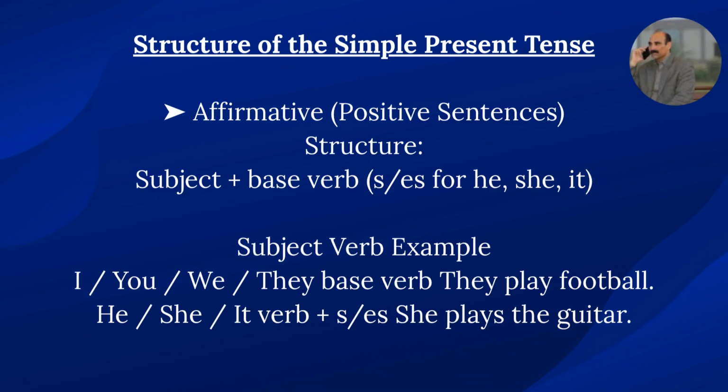Look at these examples. They play football. They is the subject. It is followed by the base form of verb play with no s or es. But if the subject is he, she, it, the verb will be followed by s or es. For example, she plays the guitar. Here, the base form of verb is followed by s.